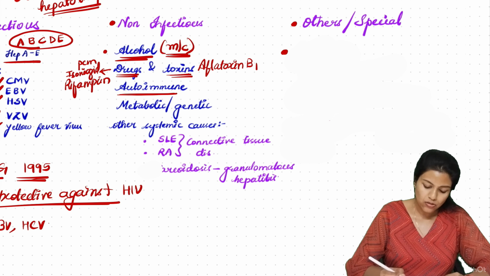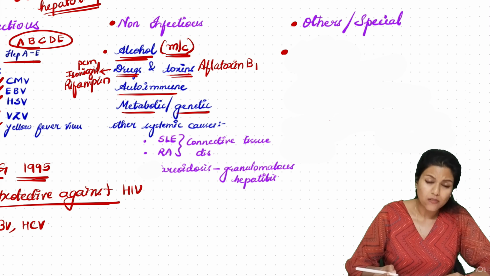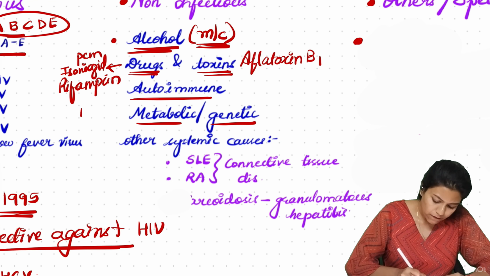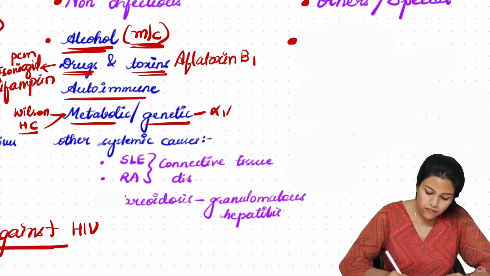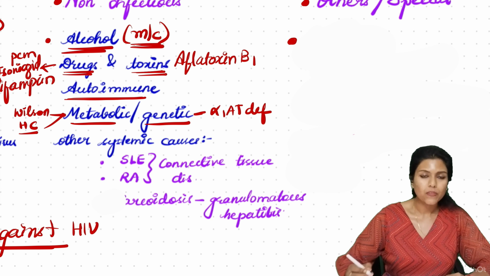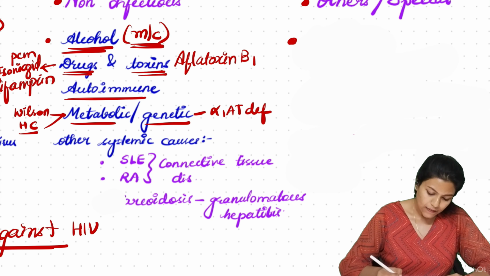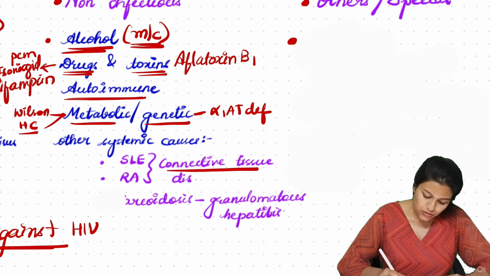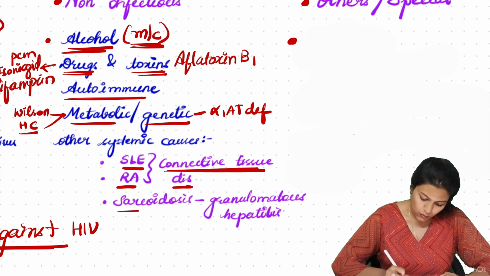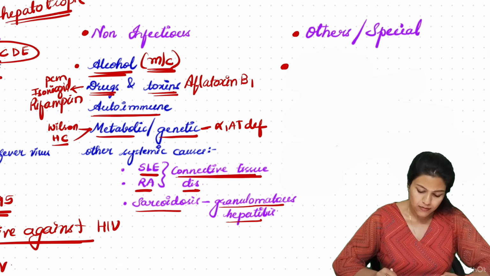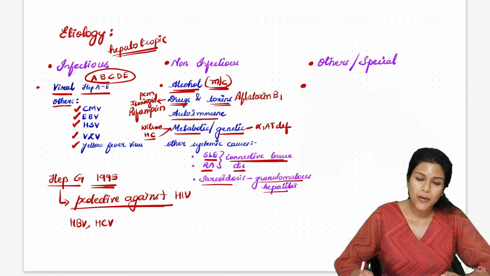Other reasons being autoimmune hepatitis, that is immune mediated damage, and metabolic or genetic causes. Metabolic causes like Wilson disease or hemochromatosis. Genetic causes include alpha-1 antitrypsin deficiency associated with hepatitis. Other systemic causes are the connective tissue diseases. Connective tissue diseases include systemic lupus erythematosus, SLE, and rheumatoid arthritis. And sarcoidosis, which is a granulomatous hepatitis. These are the non-infectious causes of hepatitis.